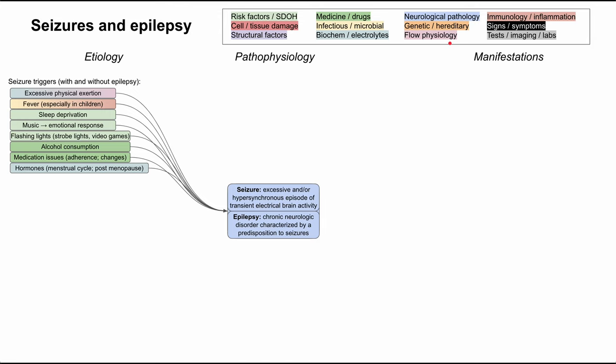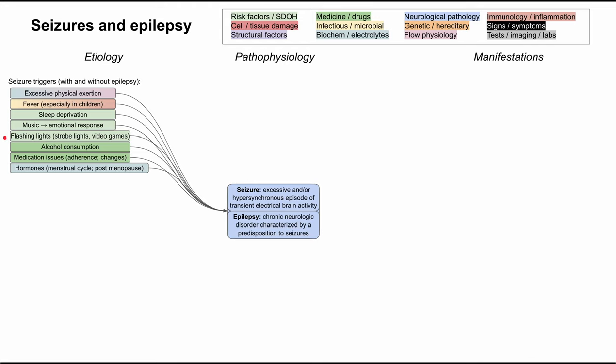Fever can precipitate a seizure. This is especially common in children, where they're called febrile seizures. Sleep deprivation can precipitate a seizure. Music has been shown to trigger seizures, and this is thought to be through the emotional response caused by music, rather than from the tone itself. Although there have been studies where a specific musical tone or a specific note can also precipitate a seizure. Similar to auditory stimulation, visual stimulation can also cause a seizure. Flashing lights, such as from strobe lights or video games, can trigger a seizure.